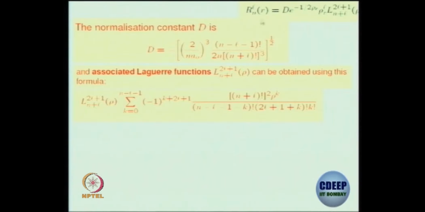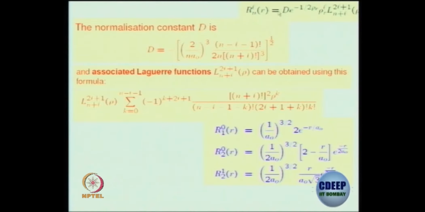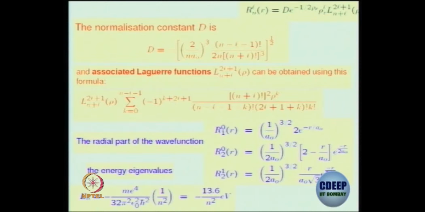There is an equal to sign which is missing here. This is a neat summation formula for the associated Laguerre functions, and you can try to substitute here and verify that you get R10 to be this, R20, please check it out. This is the radial part of the wave function for the hydrogen atom problem, and the energy eigenvalues also will be from this solution to that equation. You can read off what the energy is, and that is nothing but proportional to 1 over n squared.